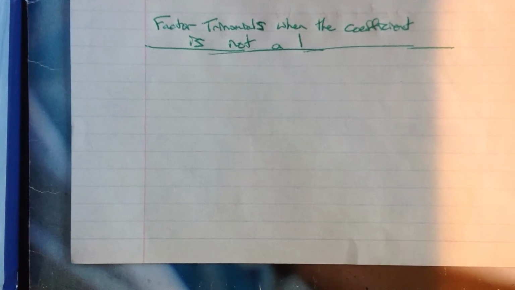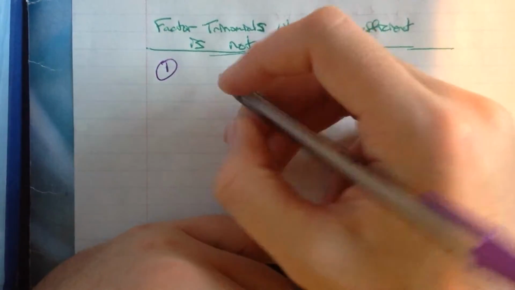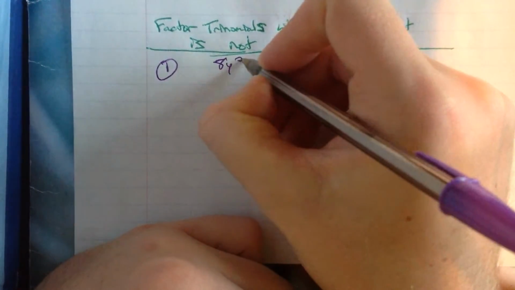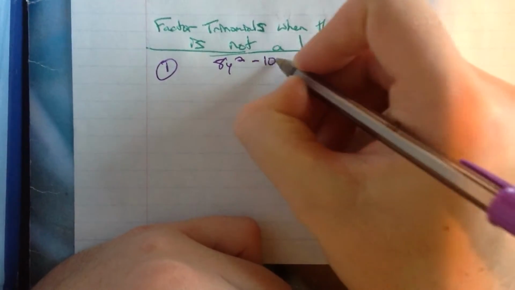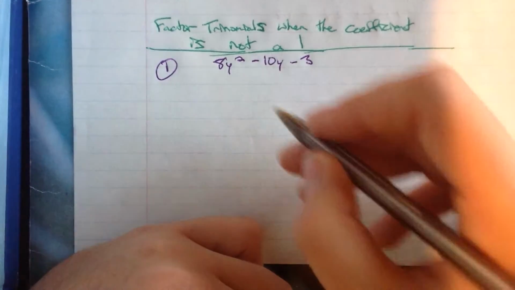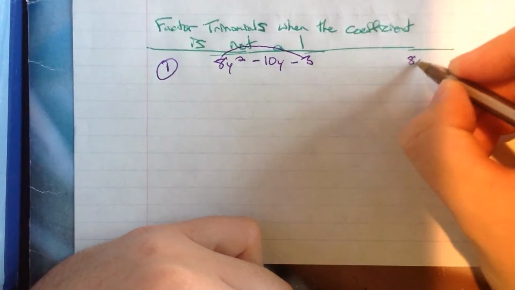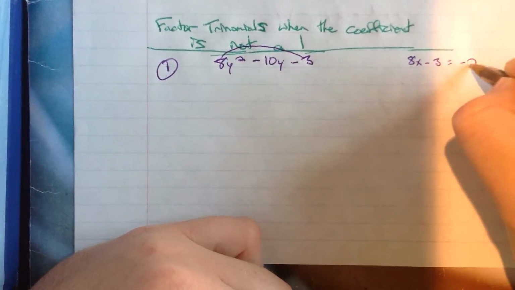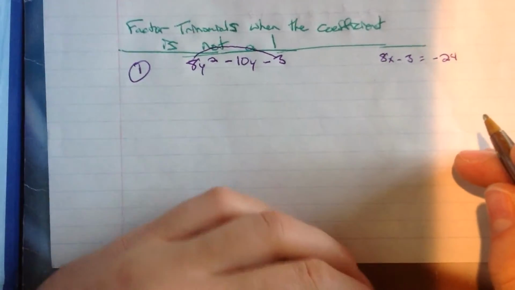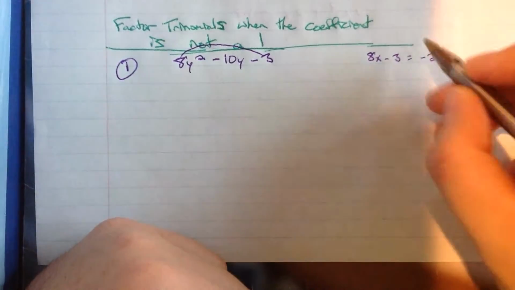Factoring a trinomial is when the coefficient of the quadratic term is not a 1. So, the first example we'll do is, say we're given 8y squared minus 10y minus 3. Now once again we're going to be doing what's called the rainbow method, or AC. So we're going to take our a times our c term, so 8 times negative 3 gives us negative 24. So I want factors of negative 24 that add to equal my b term of negative 10.